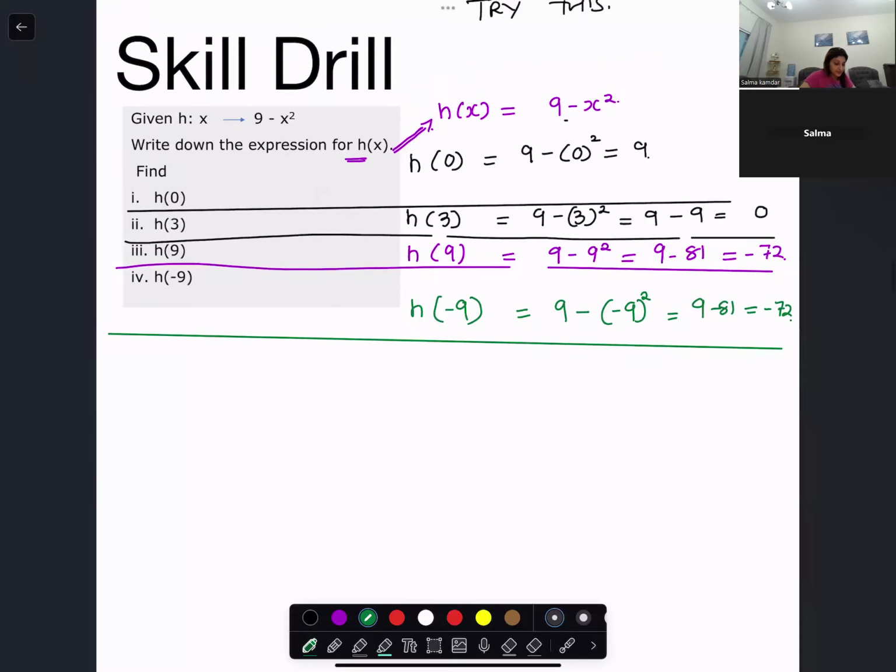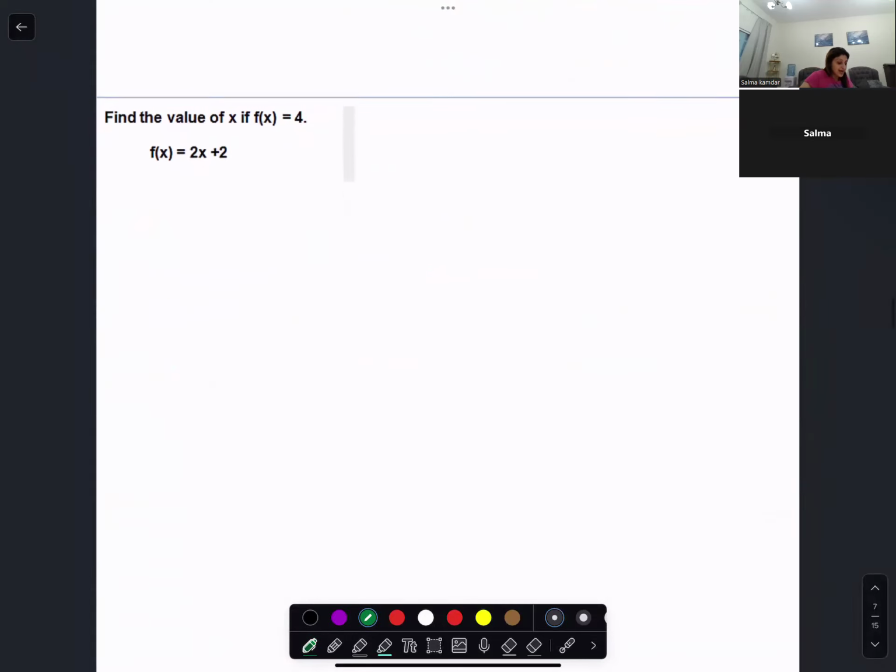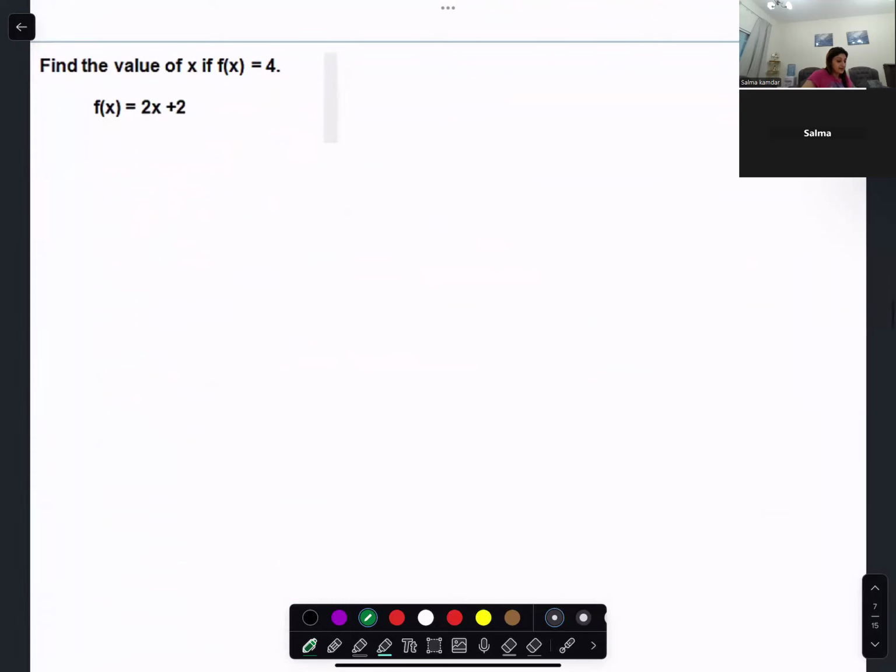Now what you can do is, you can try this sum. I want to find the value of x. Now please note that this is something different. The value of x if f of x is equal to 4. First think, try, then come back to the video.